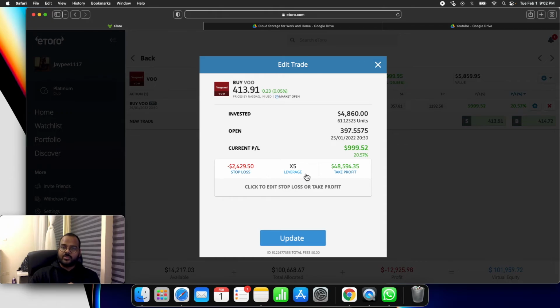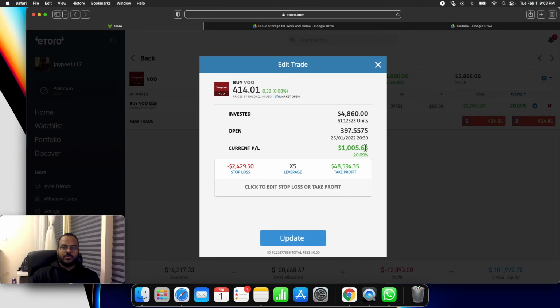Why would eToro give you leverage? Because they charge you fees for it. Now here the fees is showing $0, but in an actual account, this would cost you at least somewhere in the vicinity of $1 for every night. So that is how they make money.